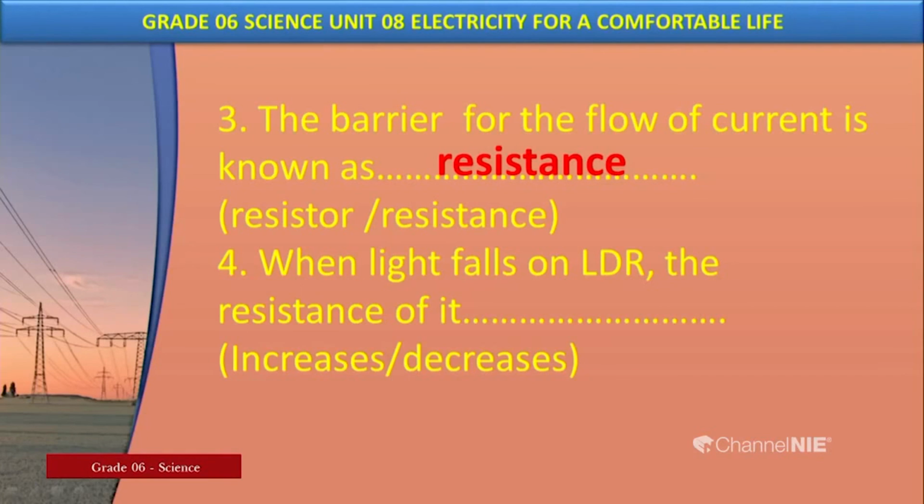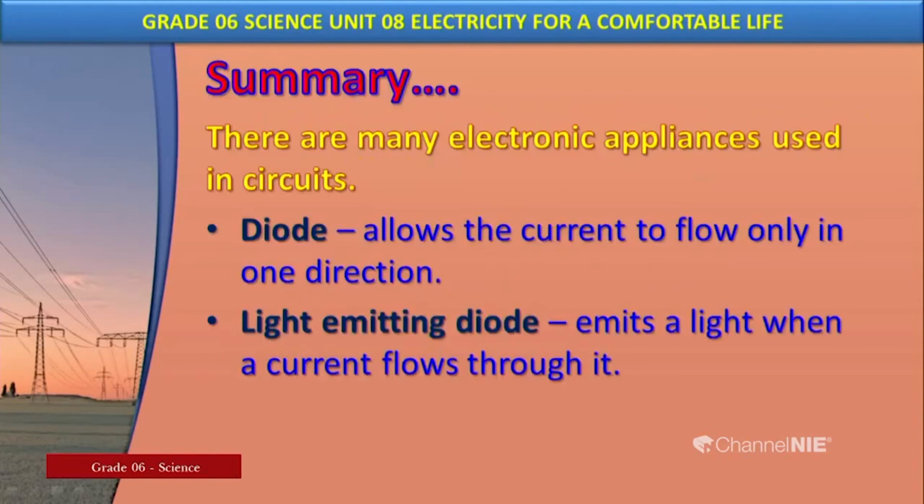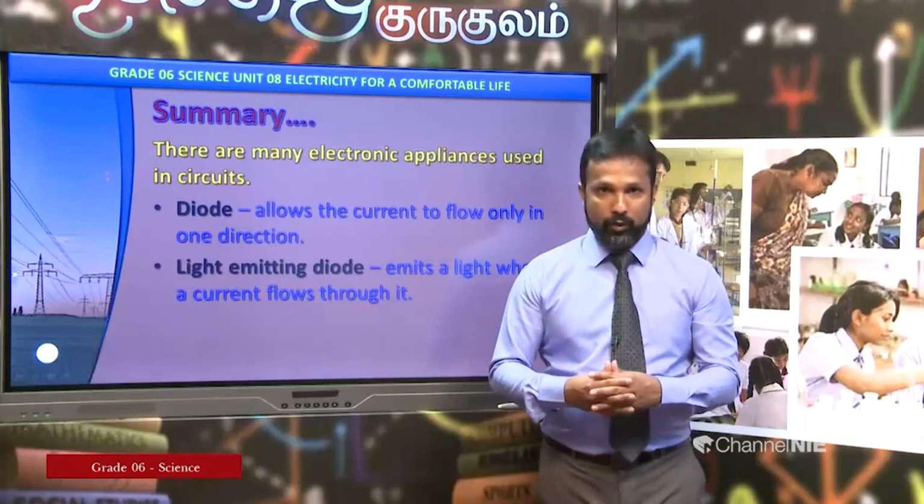Resistance. Last question. When light falls on LDR, the resistance of it, what happens? When light falls on LDR, the resistance of it increases or decreases? Decreases. This is the final part of our program.